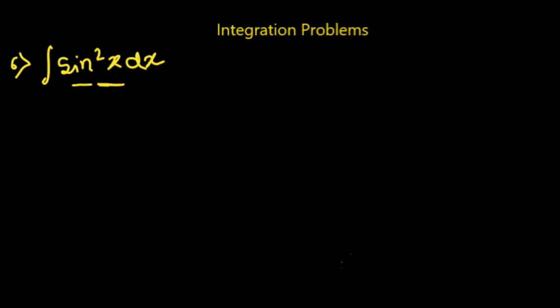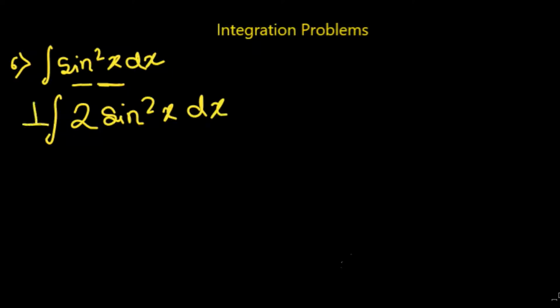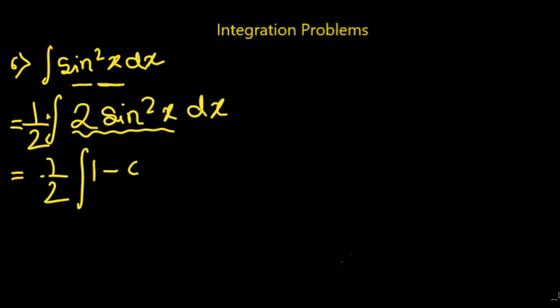Like integration of sine square x dx, if we multiply sine square x with 2, by adjusting, this comes under a special identity formula of trigonometry, which is 2 sine square x gives 1 minus cos 2x. So half will be there, integration of 1 minus cos 2x dx.